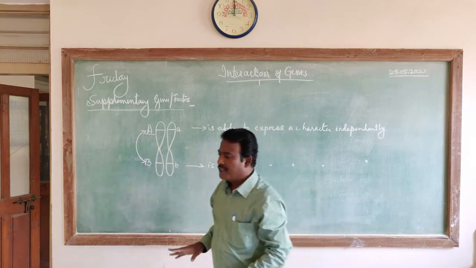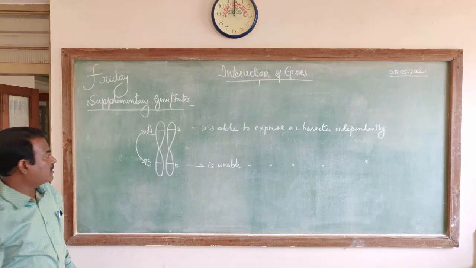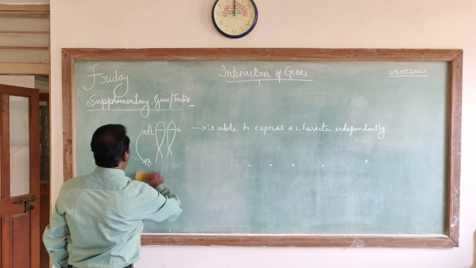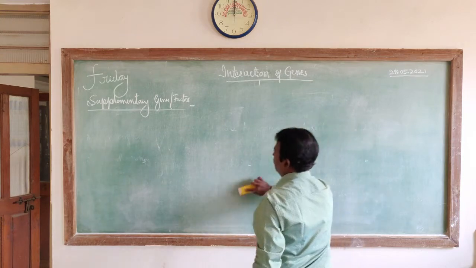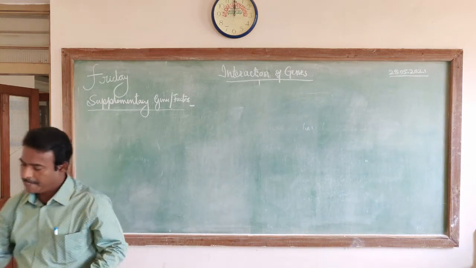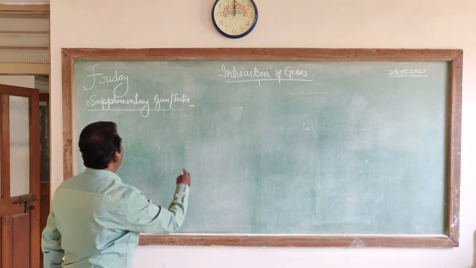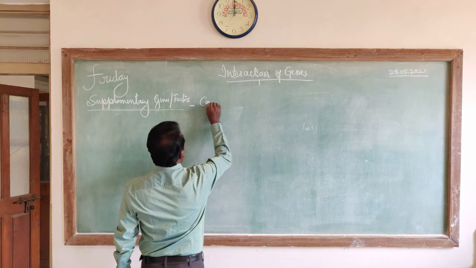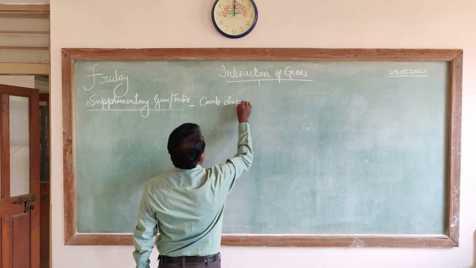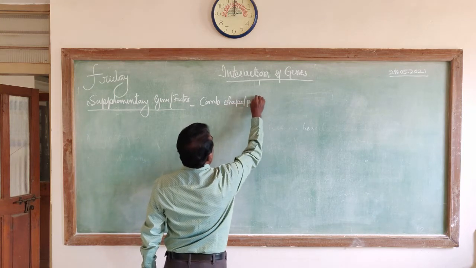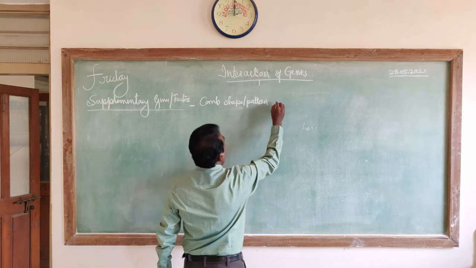That's why it is called as supplement. These two are called as supplementary genes. Okay, and let us give one practical evidence to this by considering comb shape or pattern in fowl.